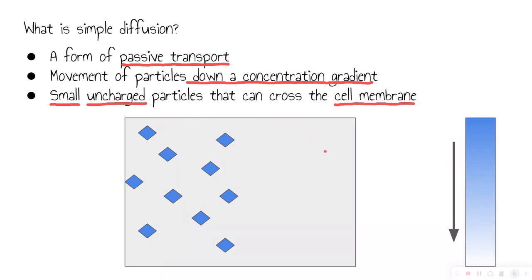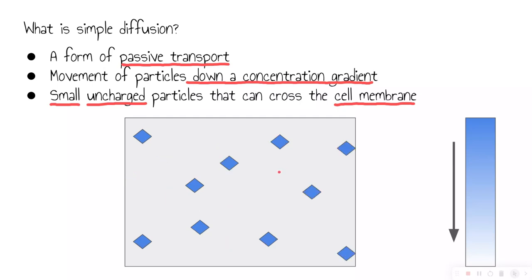Alright, so here we have a container, and we have a high concentration of particles over here, and a low concentration over here. An example of this could be you spray perfume in a room, and you have a high concentration in one area, and a low concentration in another area. So what's going to happen here? These particles are going to move down the concentration gradient from an area of high concentration to an area of low concentration until we have an equal concentration in all areas of this room. It's going to spread out.